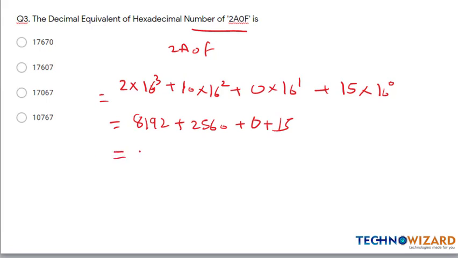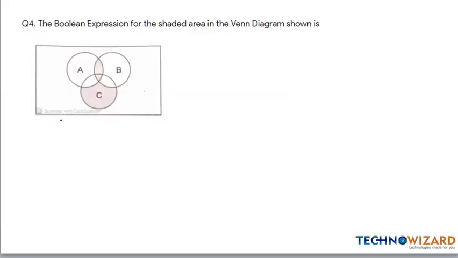On adding these, we will get 10767. This is the decimal equivalent of the 2A0F number. Option D is the correct answer. Next question.